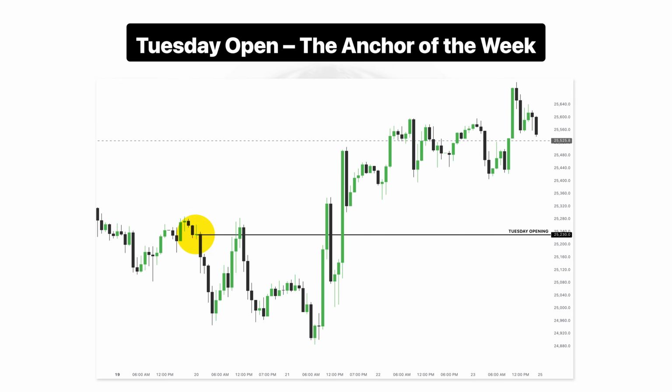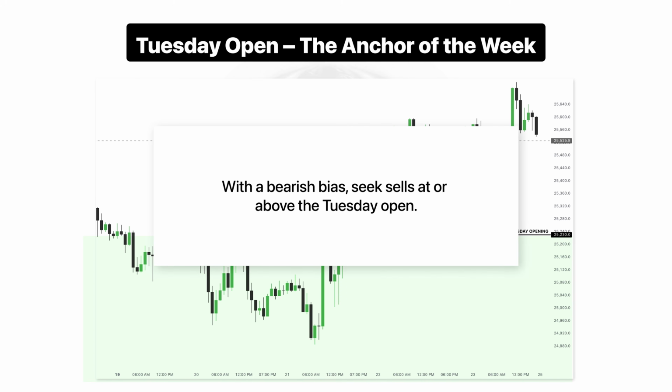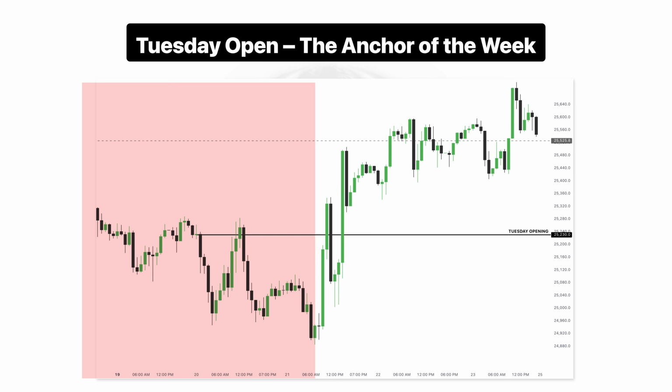All that being said, one of the most important concepts in CPM Model 2 is the Tuesday 12 AM opening price. This price acts as a weekly equilibrium reference. The rules are straightforward. With a bullish bias, seek buys at or below the Tuesday open, and with a bearish bias, seek sells at or above the Tuesday open. Early in the week, price manipulates against the bias to create liquidity for the coming expansion later in the week.